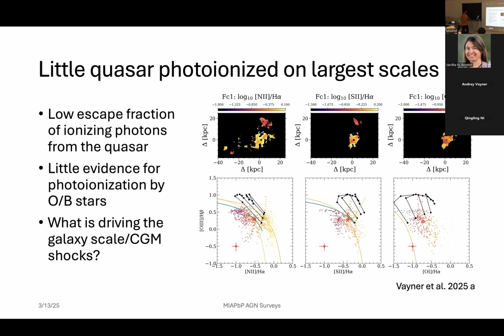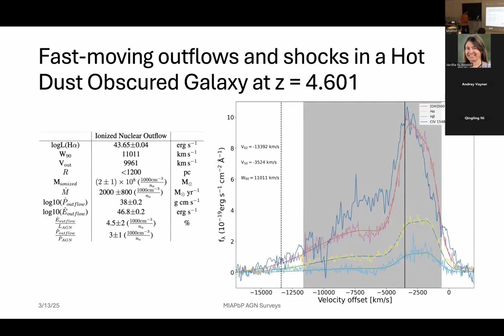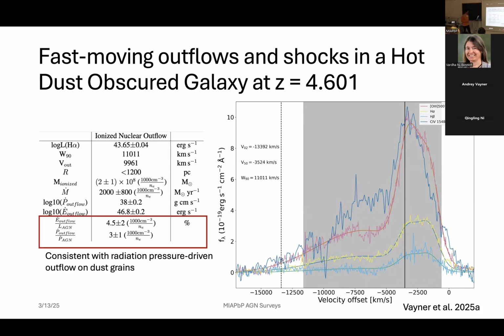And so the question is then, well, what is driving the shocks? I think energetically, this outflow here is quite favorable. I mean, the outflow rate is about 2,000 solar masses per year. It's quite high. The momentum flux is really high, and you only need something like less than 1% of the kinetic luminosity of this outflow to get transferred into the turbulent energy of the shocks that we see. You can explain the shocks in the system.